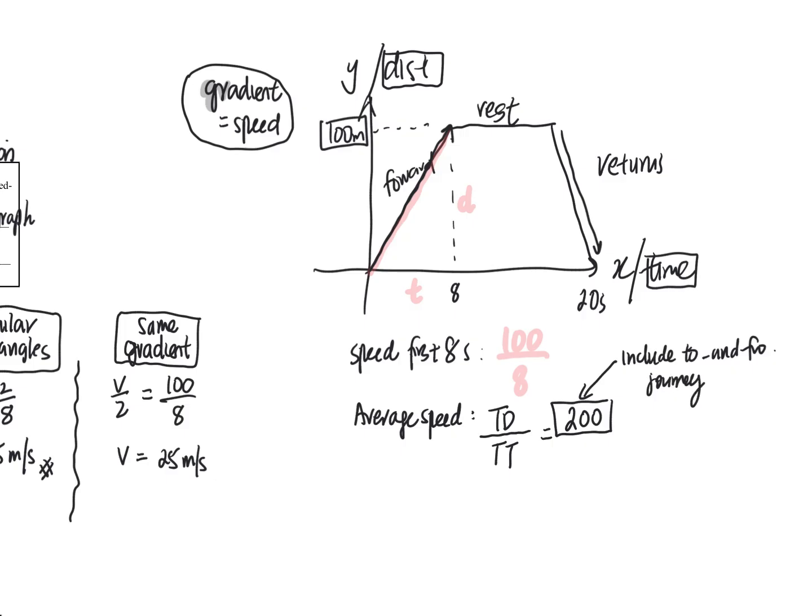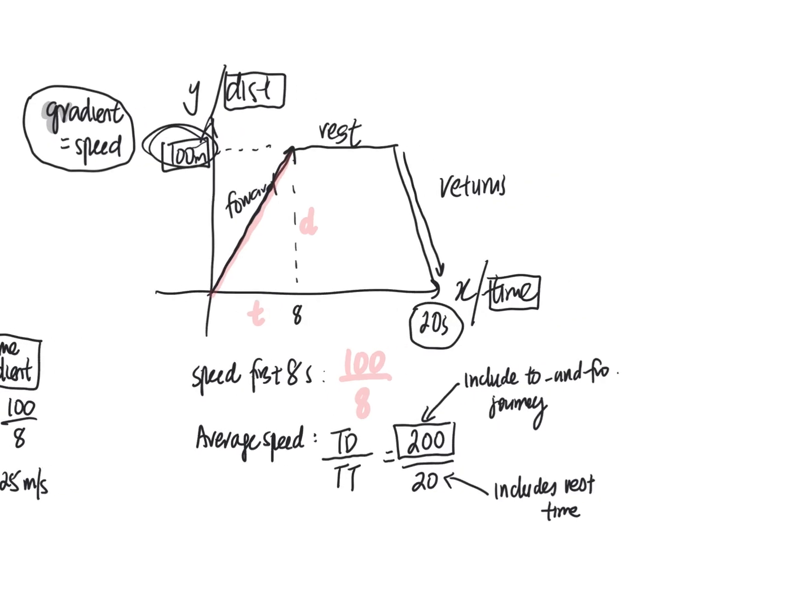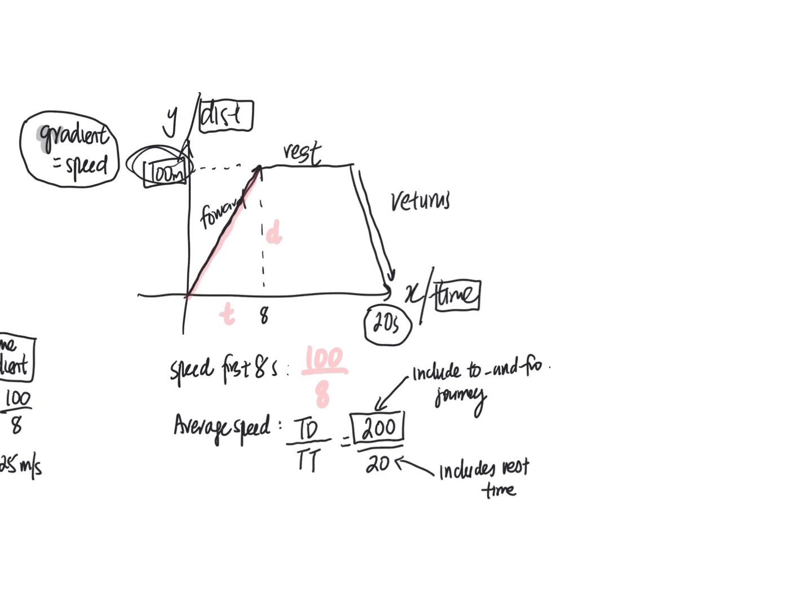So you double the distance that you see here because you go forward 100 meter, you come back to the original point another 100 meter. Then total time taken is 20 seconds. But remember, this total time includes the rest time. So that's the only thing you need to take note of. So from this, that's the usual thing they can ask you for distance time graph. Quite boring, so they really like to ask distance time graph.